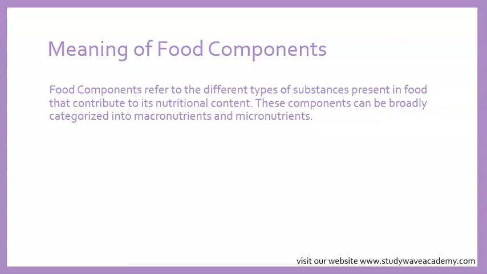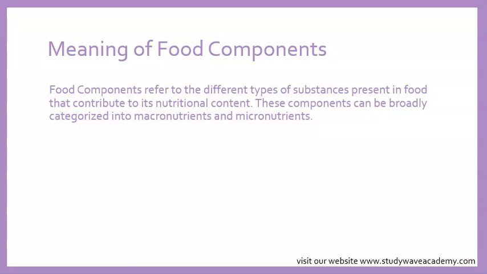Food components refer to the different types of substances present in food that can contribute to its nutritional content. These components can be broadly categorized into macronutrients and micronutrients. Do you understand? Food components are the different types of substances found in the food we eat, and these components can be broadly classified into two categories: macronutrients and micronutrients.